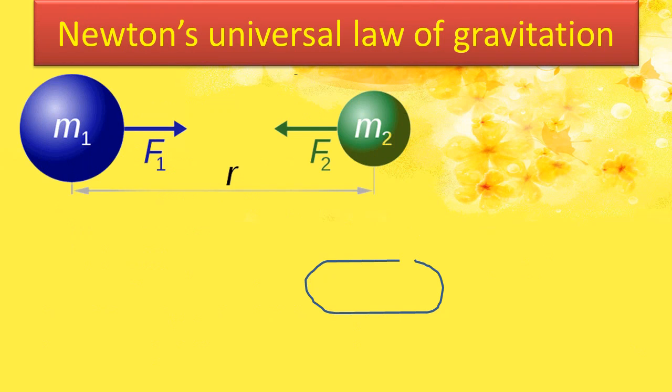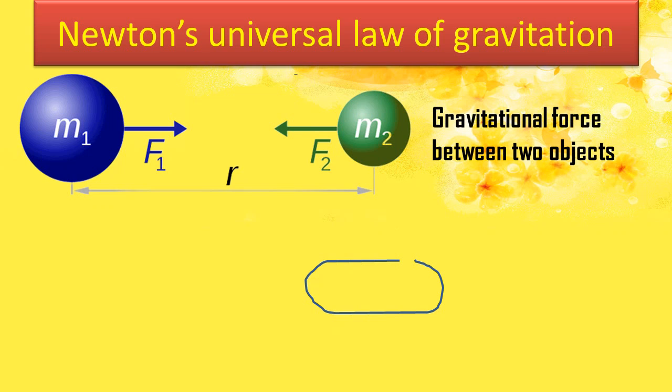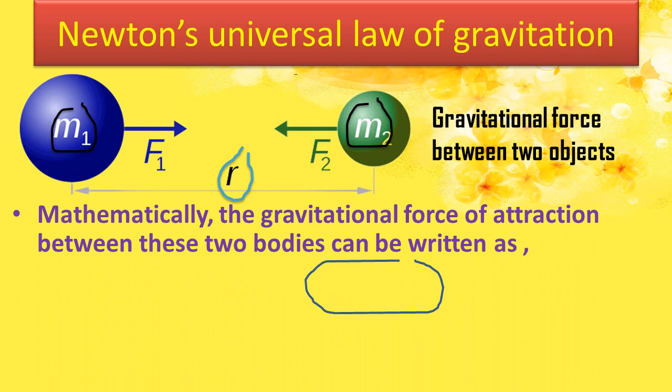Here two different objects are there with masses m1 and m2, and F1 and F2 are the forces. This is the gravitational force between the two objects. The mass of the first object is m1 and of the second object is m2. These two objects are attracted towards each other with forces F1 and F2, and the distance between them is r, or we can take it as d also. Mathematically, the gravitational force of attraction between these two bodies, one body of mass m1 and the other body of mass m2, can be written as follows.